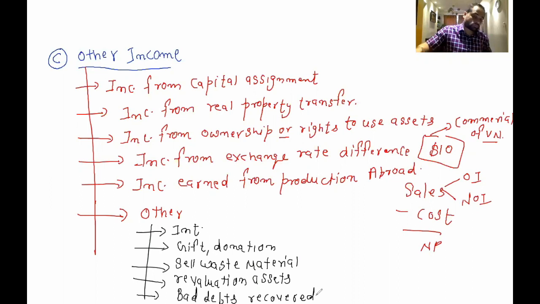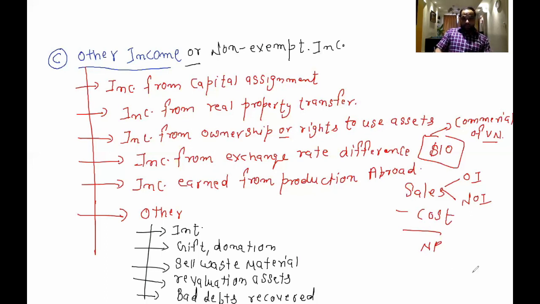So we also call it non-exempt income, all right? Non-exempt income. So C is finished. Now we move on to D. Right. So D is exempt income.